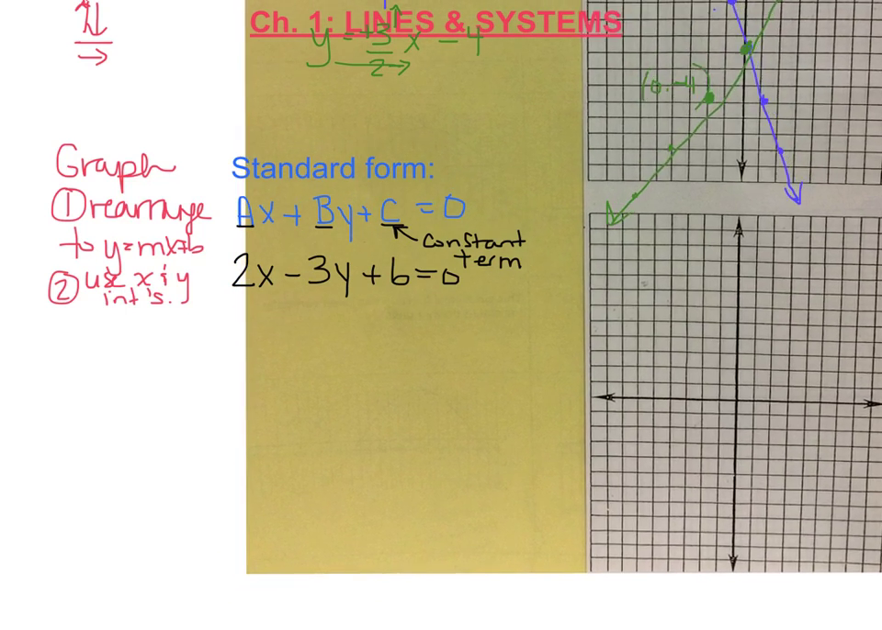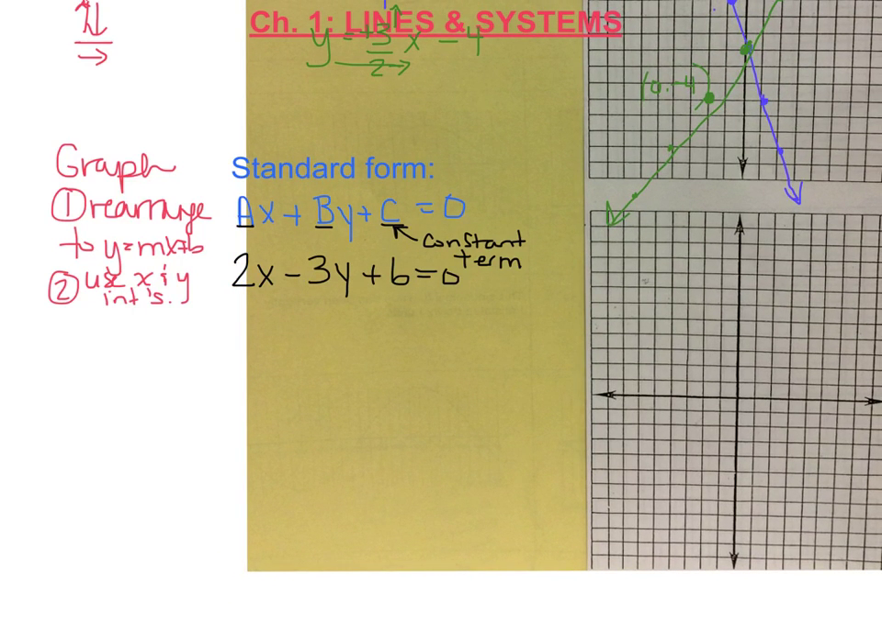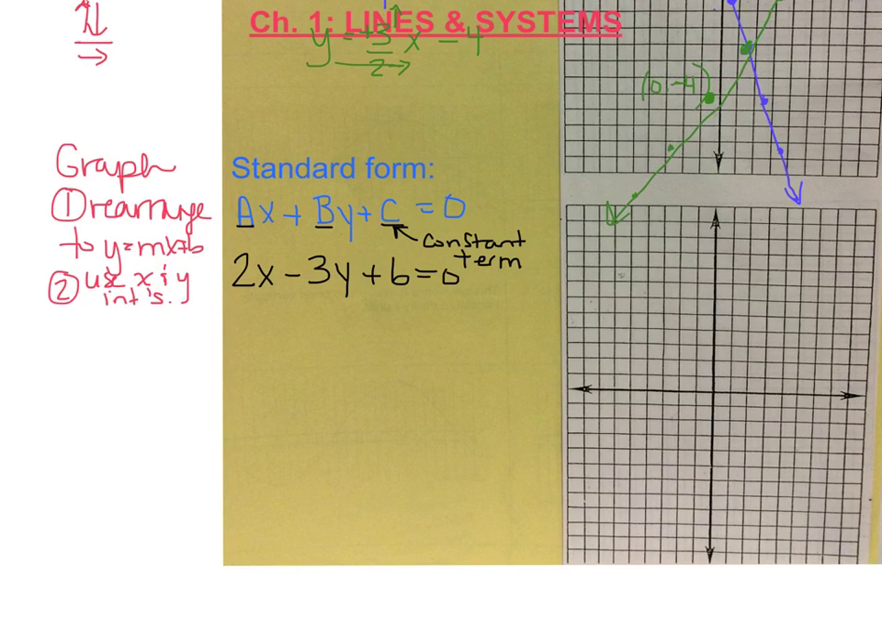Now let's talk about how to rearrange first. In the equation 2x minus 3y plus 6 equals 0, if we want to rearrange the equation to get to y equals mx plus b, we're going to want to make sure that the y term is positive and alone. So let's put a note right over here. If you're going to rearrange, you make y positive and alone.